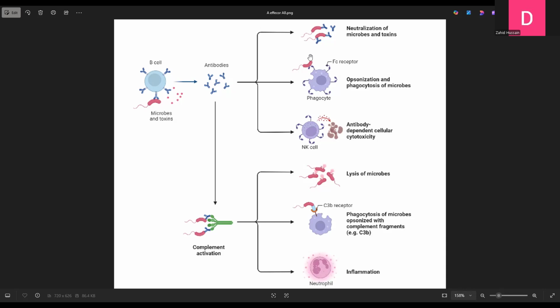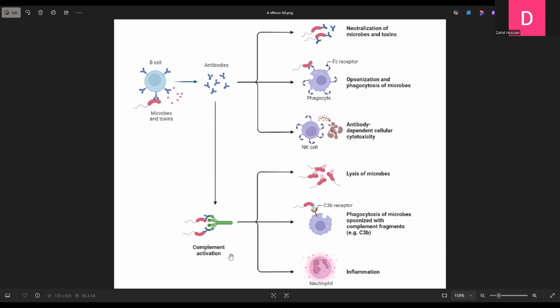So first, when this microbe will enter and clonal selection will take place, specific antibody-producing B cells will be selected against a microbe. Then antibodies will be secreted by the plasma cells, and these antibodies will perform different functions. So first, here we can see these antibodies will bind with the microbe and will activate the complement system.